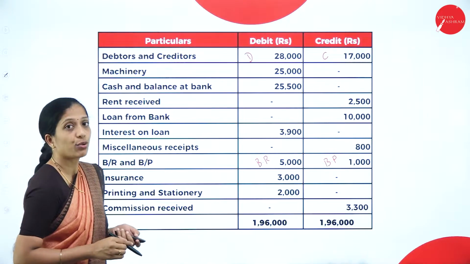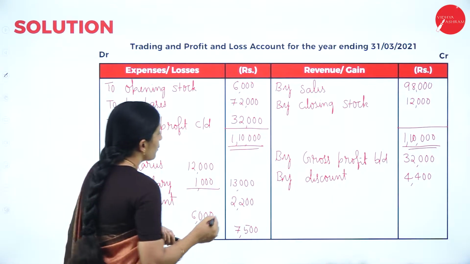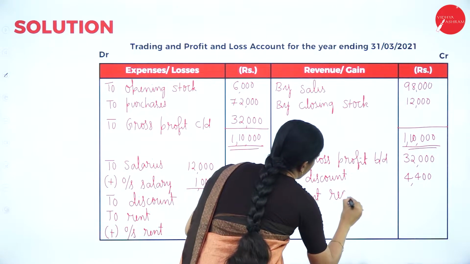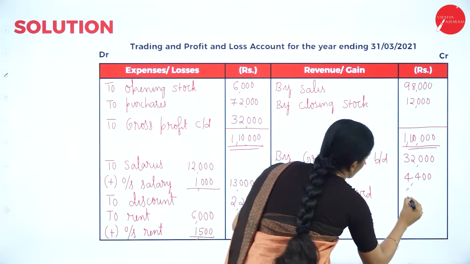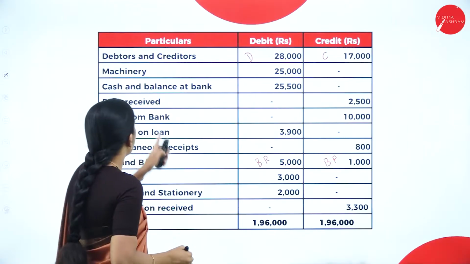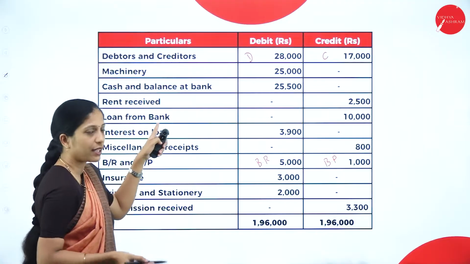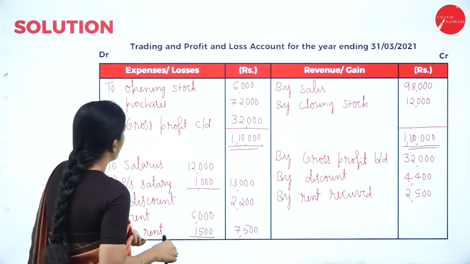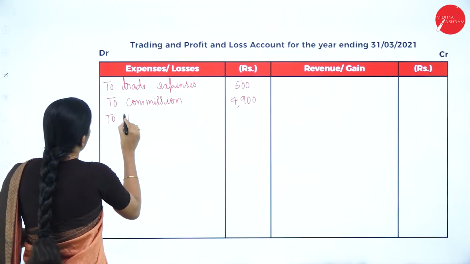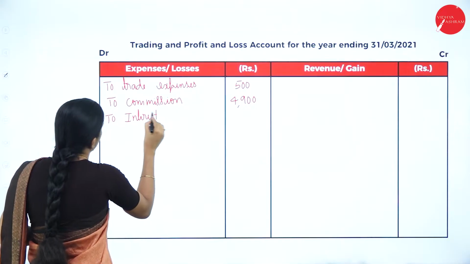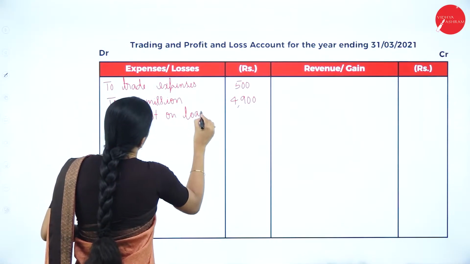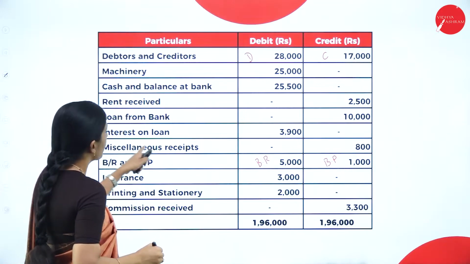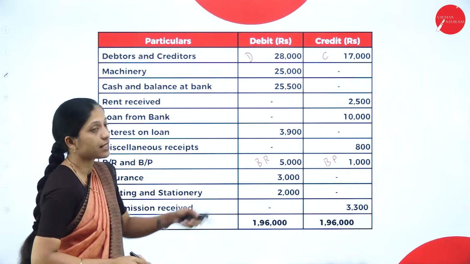After commission, next debtors and creditors in the balance sheet, machinery, balance sheet, cash, balance sheet. Rent received they have given 2,500 in the credit side. So, by rent received, 2,500. After rent received, loan from bank, that is in the liability side. Interest on loan we have 3,900. So, interest on loan is an expense. So, to interest on loan and the amount is 3,900. Let us check once again. Interest on loan 3,900.